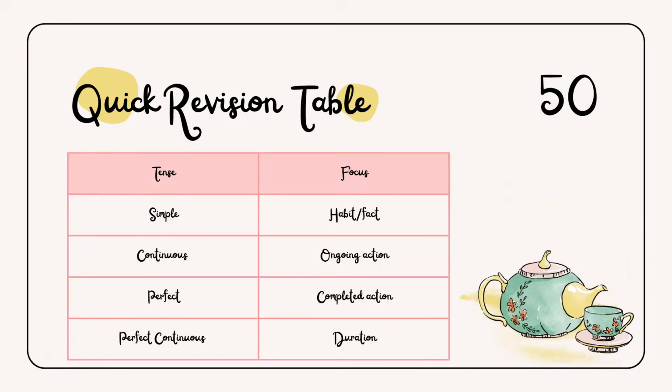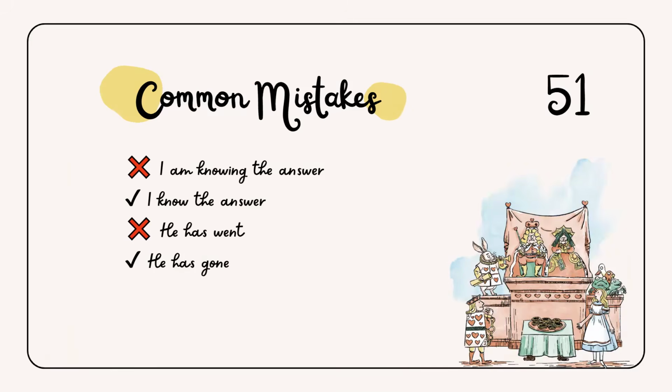Now let's have a quick revision. Let us revise quickly. Simple action means a habit or a fact, or a single action that we are focusing on. Then we have continuous action, which is an action in progress or an ongoing action. Perfect action denotes a completed action, and perfect continuous gives importance to the duration of the action.